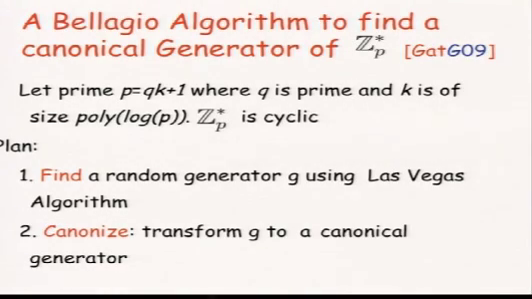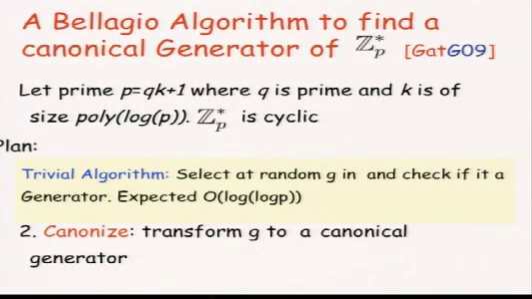First step, we'll just find a random generator using a Las Vegas algorithm, okay? And second step, we'll canonize it, so we will make it into a unique one. The first step is well known: just select a random g in Z_p star and check if it's a generator. How do you check something is a generator? If you know how to factor p minus 1, which we do here because we started with p minus 1 equals k times a large prime q, it's very easy to check.